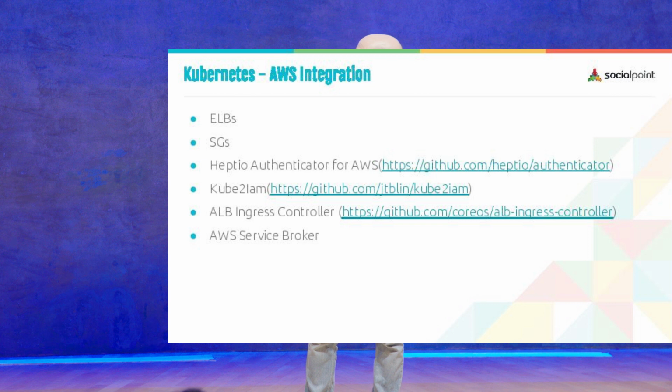Kube2iam. This allows you to specify a role for a pod, so a pod has access to some AWS resources without access keys or secret keys.